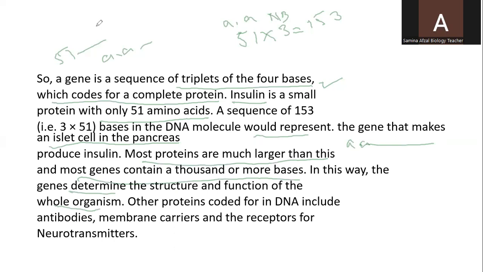Other proteins coded for by DNA include antibodies, membrane carriers, and the receptors for neurotransmitters. So in this way, we have completed part 1.